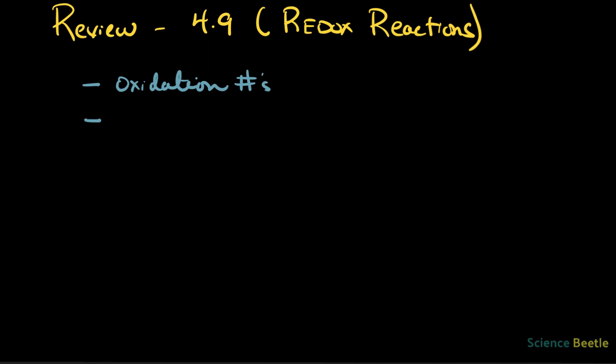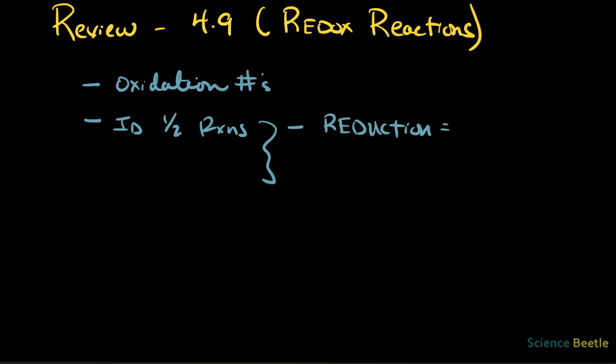The other item that you need to be able to do is to identify the half reactions. And remember, there's two half reactions. One of them here is going to be the reduction part. And remember, reduction here is where you're going to gain electrons. And then the other half reaction is going to be the oxidation part. And the oxidation side is where you're going to lose electrons.